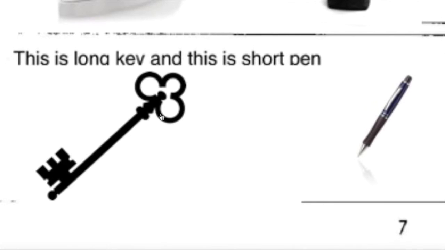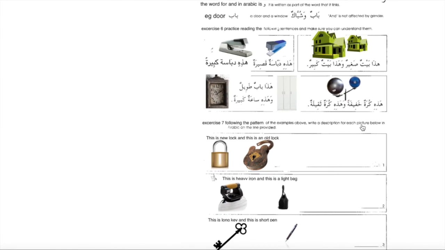What do you say? هذا miftahun. What do you say? Tawilatun. Now we say tawilun. هذا مفتاح طويل. وهذا, what is pen called? قلم. What is short pen? It will be قصير. You can say قصير. It's a short pen. قلم قصير. So that's a short lesson about wa here and wa.